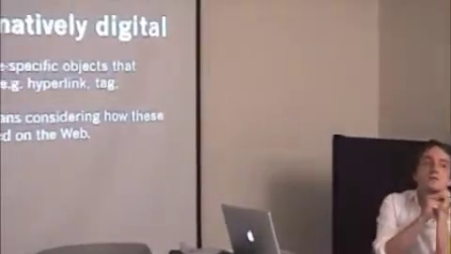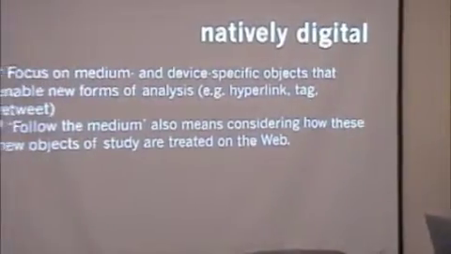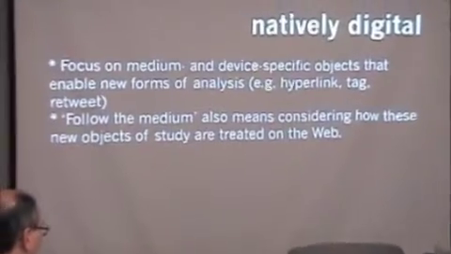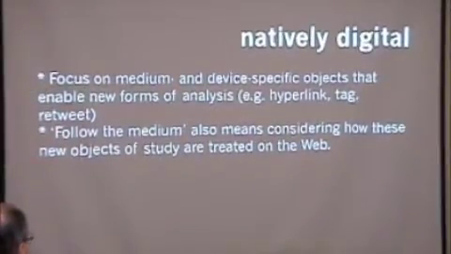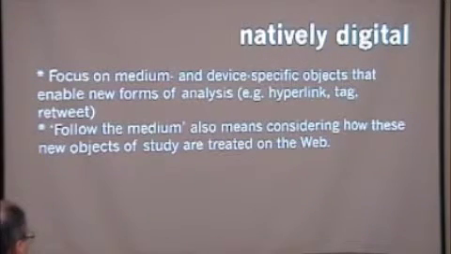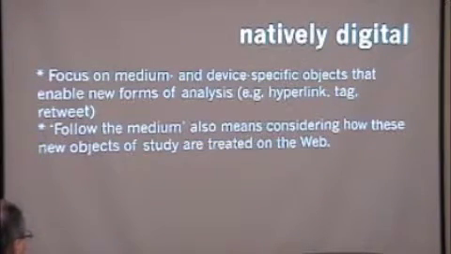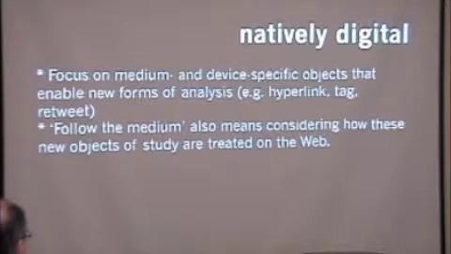I should point out that natively digital, I think this is an important point to make here. Natively digital is not necessarily as technologically deterministic as it sounds. If you look at computer science, the definition of native means designed for or built into a given system. So what we're interested in is what are natively digital objects for new media that enable new forms of analysis. And I've listed some basic examples here: the hyperlink, the tag, and more recently the retweet. We've done some retweet analysis.